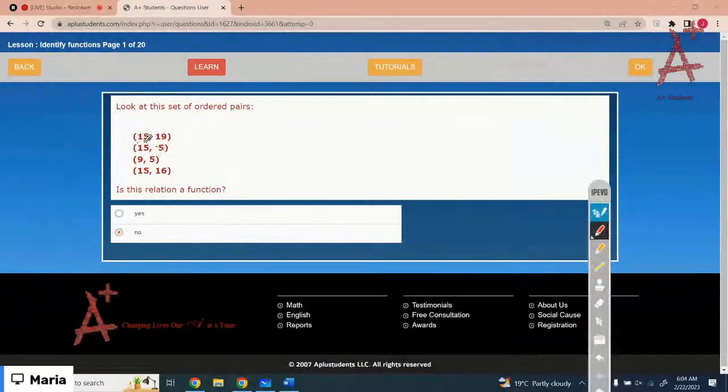Here x is 15, the value is 19. Again x is 15, the value is negative 5. Again, x is 15 and the value is 16. For one x value, 15, there are three values of y: 19, negative 5, and 16. This is not a function. So the correct option is no.